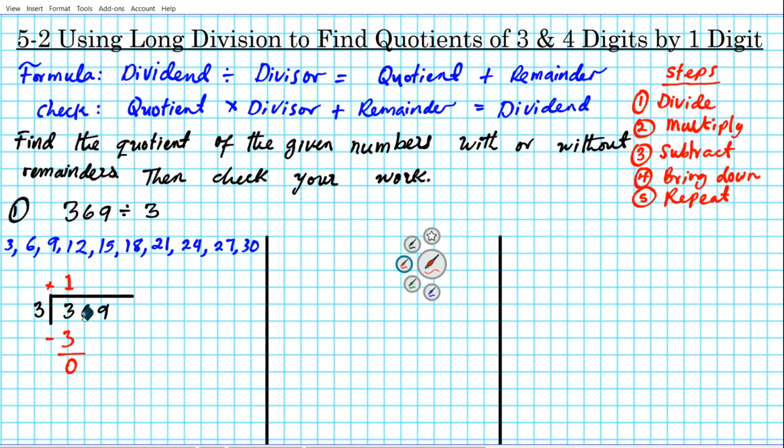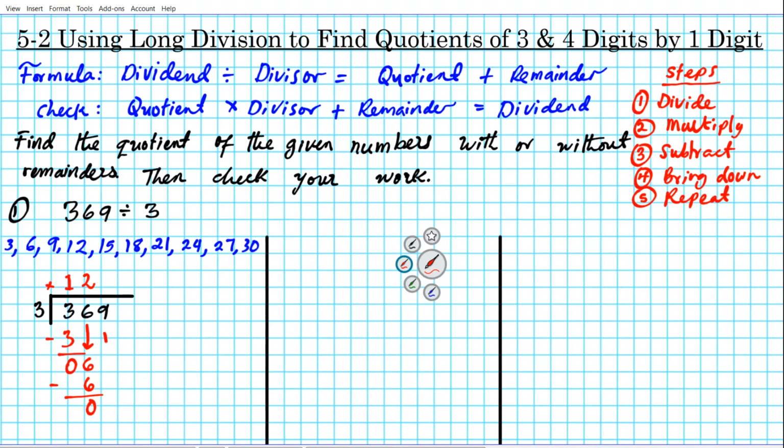You bring down the next digit to the right, which is 6. And what do we do? We repeat the same steps again, which is divide. So what is 6 divided by 3? How many times does 3 go into 6? Or 3 times what is equal to 6? 6 divided by 3 is 2. Or you can look at a multiplication chart. As a second multiple, 3 times 2 is 6. Okay, so we divided. 2 times 3 is 6. You divide, multiply, subtract. 6 minus 6 is 0.